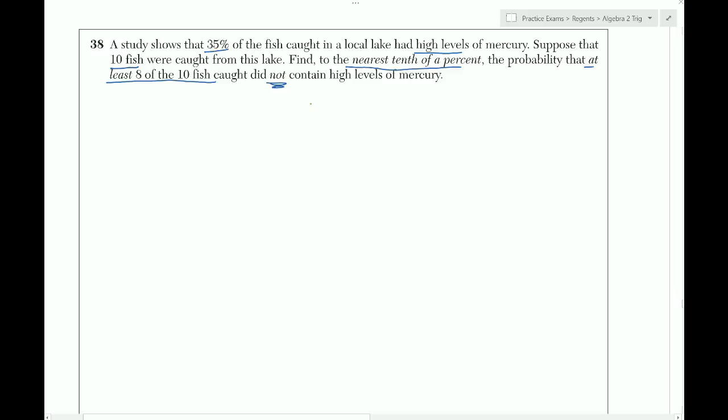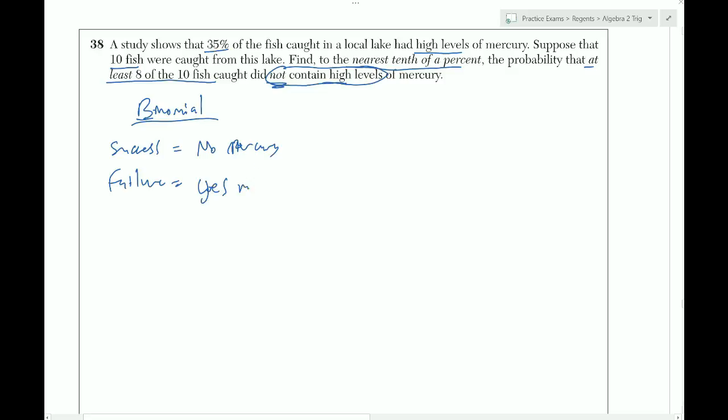So this is a binomial probability question. Binomial because there are two possible outcomes. So we have to define what a success is and what a failure is. So success and failure. So what is going to constitute a success? Well, let's say not having high levels of mercury. Let's call that a success, right? So no mercury. And let's just call this yes mercury.